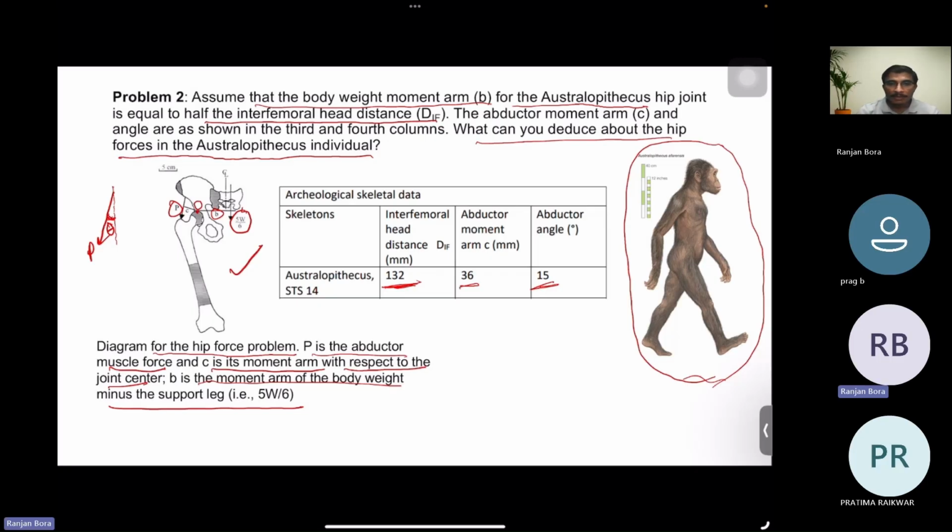Yeah, moment balance. You have to first use the moment balance. There are two steps in solving this. In the first step, you need to find the force P using the moment balance. And in the second step, you can use the force vector method for finding the joint reaction force.